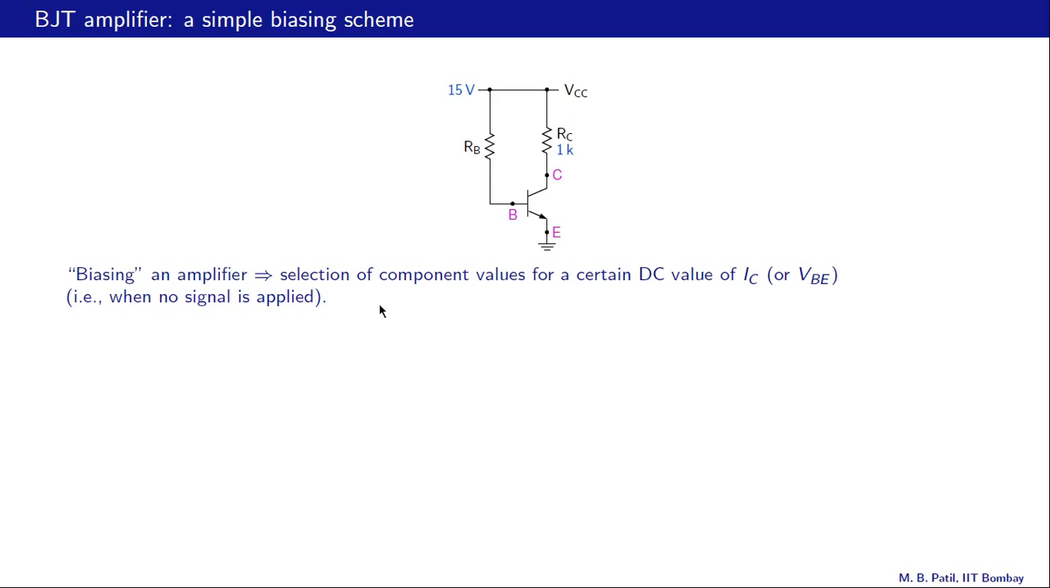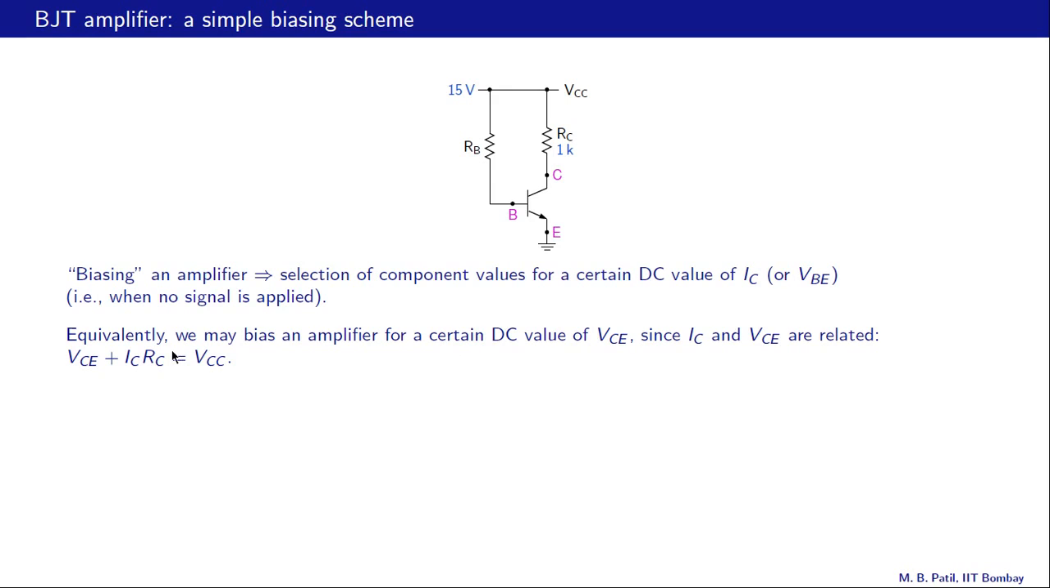And let us remember that no signal is applied at this stage, so the signal is zero, and the solution of this circuit will only give us the DC or bias values. And we will worry about how the signal is going to be mixed later.